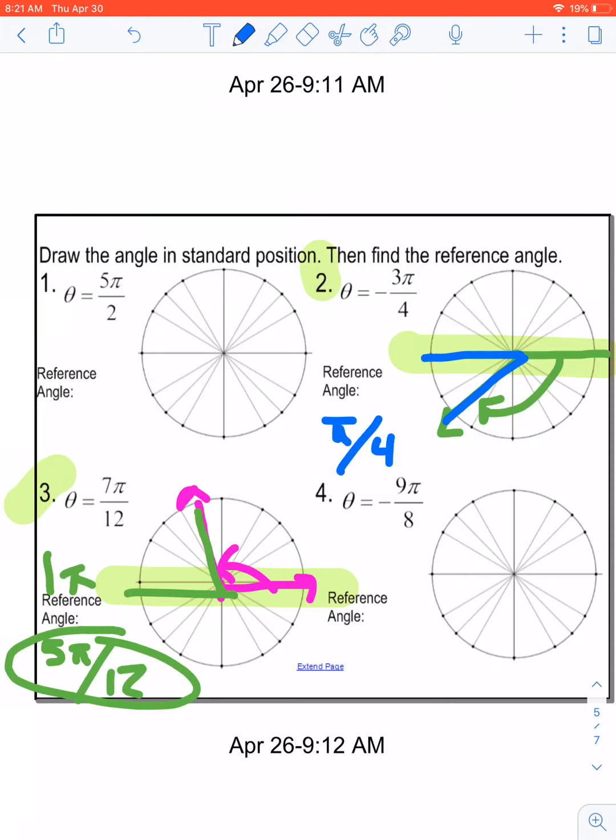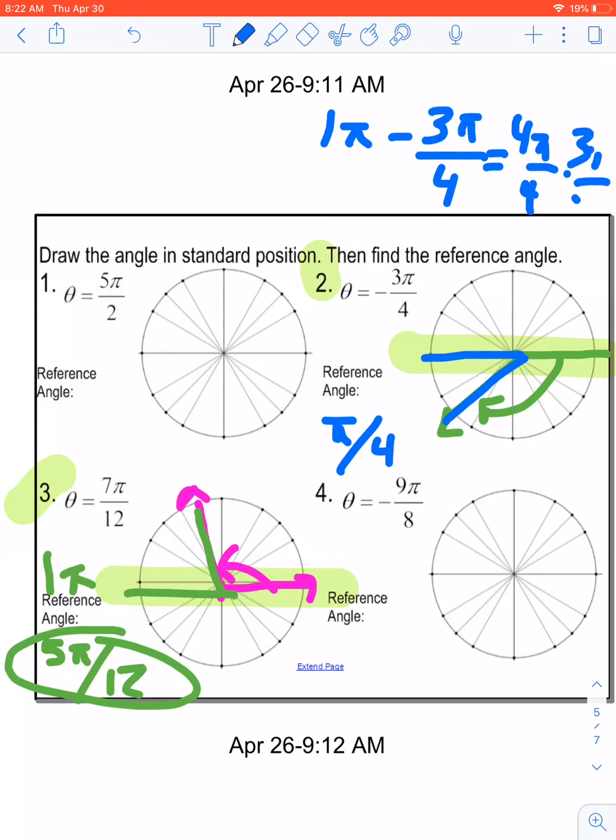Someone might ask, "Mr. Chuck, how did I possibly do that? What did you do there?" Well, I want to get 3 pi over 4, so I would do 1 pi minus 3 pi over 4, because I'm going the backwards way. I would get common denominators. So that's 4 pi over 4 minus 3 pi over 4, and I get pi over 4.